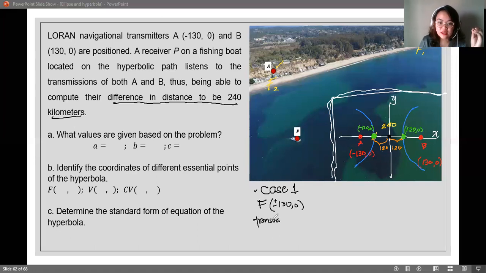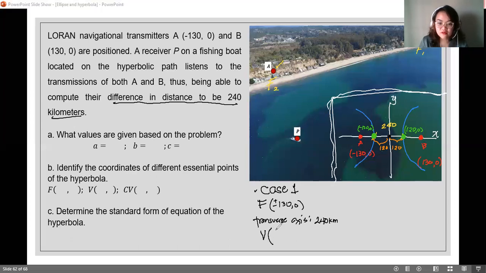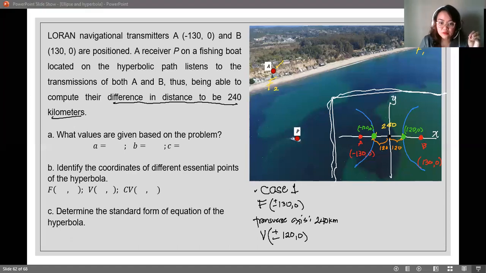From the transverse axis, it measures 240 kilometers. So translating that as units, we now were able to identify the vertices, which are positive, negative 120, 0. That's what we know. From these values, we are able to extract c from the foci and a from the vertex. So let's put that here. We now know that the c value is 130 and the a value is 120. Moreover, we have positive, negative 130, 0, and positive, negative 120, 0. What we need to get now is b, the co-vertices, and the standard form of equation.